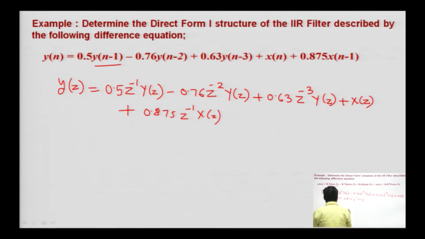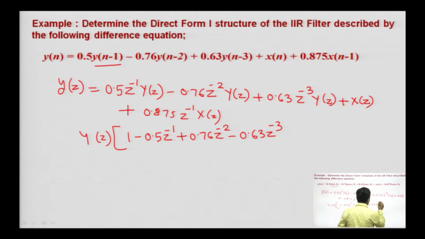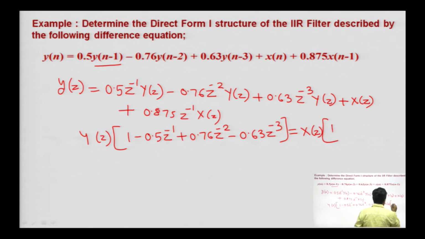So, you have to separate the terms of Y of z and X of z. If you take the common Y of z here, it will be 1 minus 0.5 z to the power minus 1 plus 0.76 z to the power minus 2 minus 0.63 z to the power minus 3 is equal to X of z into what? 1 plus 0.875 z to the power minus 1.